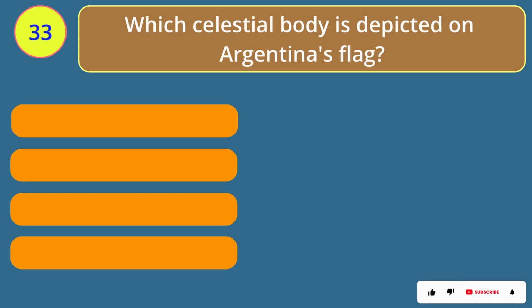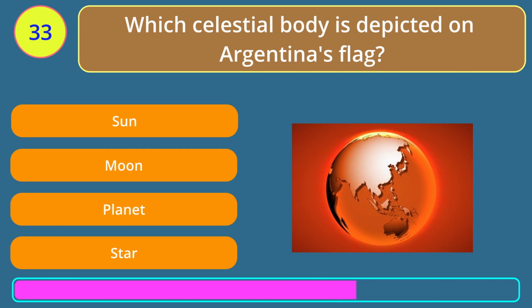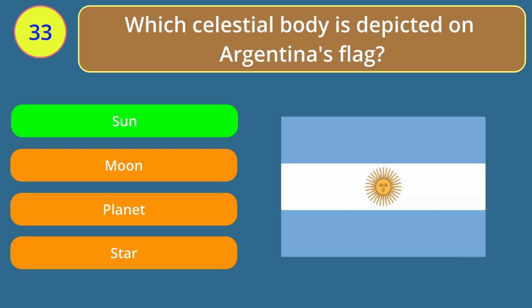Which celestial body is depicted on Argentina's flag? The four options are Sun, Moon, Planet, Star. The correct answer is Sun.